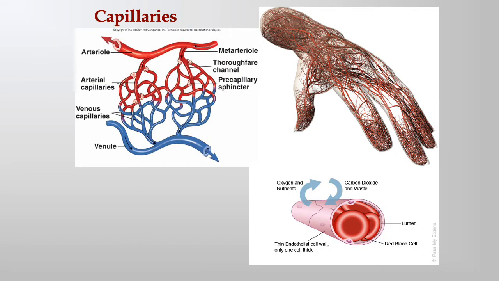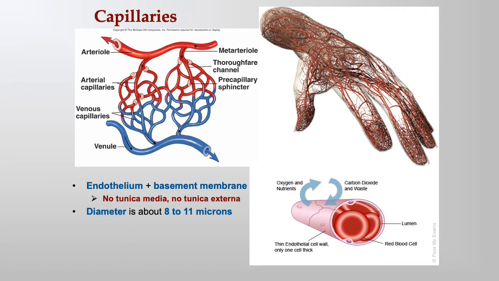And then finally capillaries. These are the tiniest blood vessels in your body. Endothelium plus basement membrane. They don't have those three layers. There's no externa and media and interna. No tunica media, no tunica externa. Diameter 8 to 11 microns. So these are microscopic. These are tiny, tiny, tiny. Just large enough for a red blood cell.